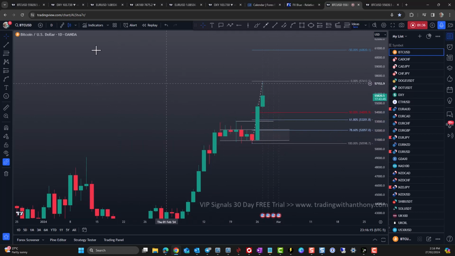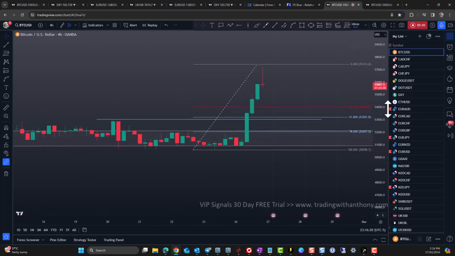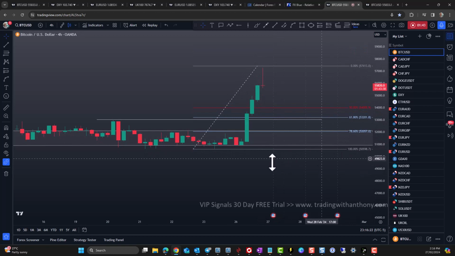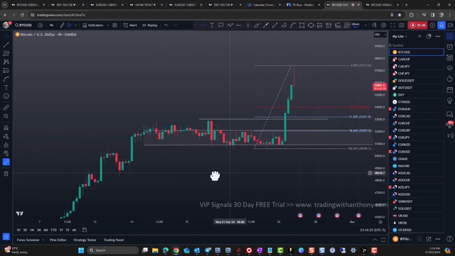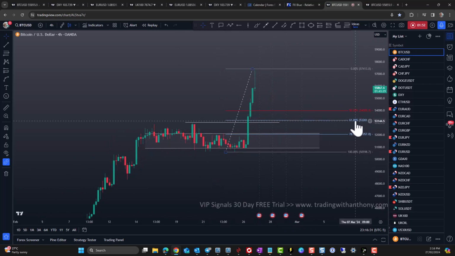How am I going to get involved with this? Well, let's just work our way down the time frame. And again, be prepared for volatility, guys. This is going to be a bit of a rough ride, I would say. You can see these events in the pipeline here. The 61.8 fib is my key area.